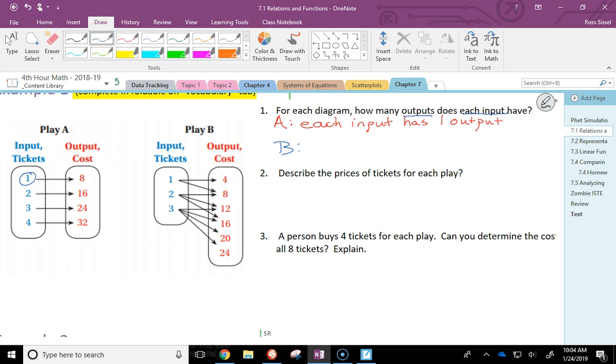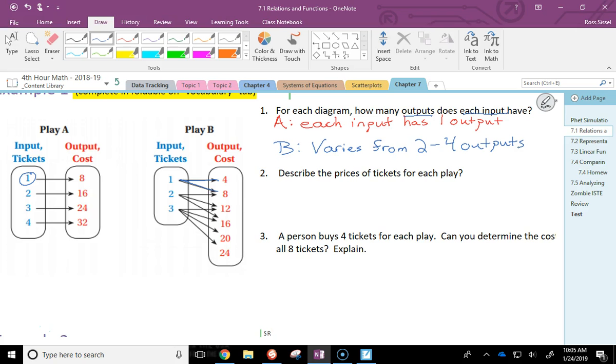On B, how many outputs does each input have? One of them has 2, you said? So there's 1, 2. One has 3, one has 4. So it's kind of varying, right? So we can say varies from 2 to 4 outputs. So right now we're seeing that the difference between the two is one of them has only one output for every input, and the other one, it varied. It might have had two outputs, or three possibilities, or four possibilities.